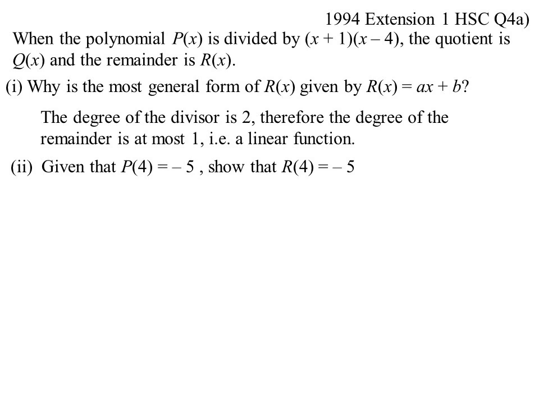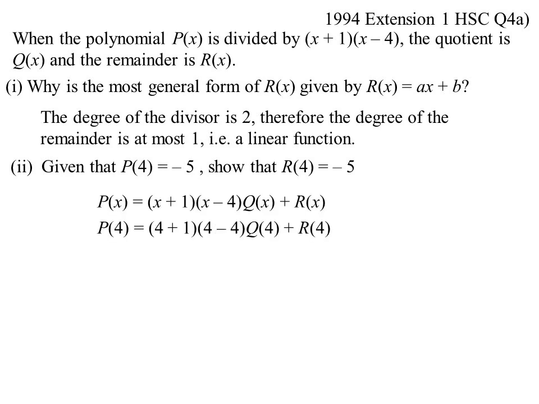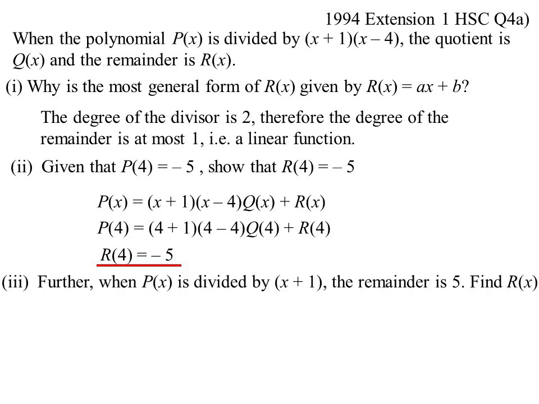Given that polynomial 4 is negative 5, show that remainder 4 is negative 5. Well, let's substitute in. 4 minus 4 is 0, that goes away. So polynomial 4 does equal remainder 4. So yeah, remainder 4 is negative 5. Further. When we divide by x plus 1, the remainder is 5. Now go and find what the remainder is.